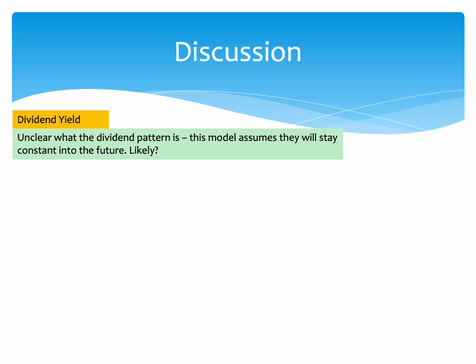We only really have information from 1 year's dividends. Is that consistent with what normally happens? Is that what's expected to happen? We don't really know. So the model kind of assumes that the dividend pattern is going to stay fairly constant into the future, and that yield is therefore going to be appropriate. That may not be the case necessarily. We don't have enough information to come to that sort of conclusion.